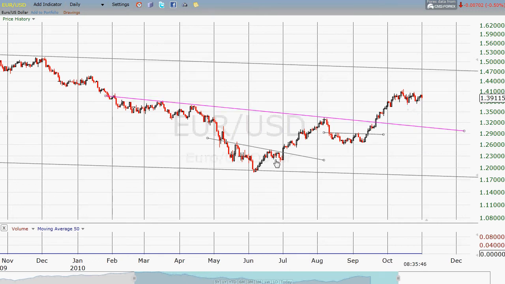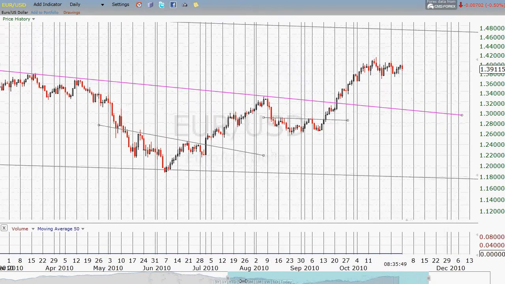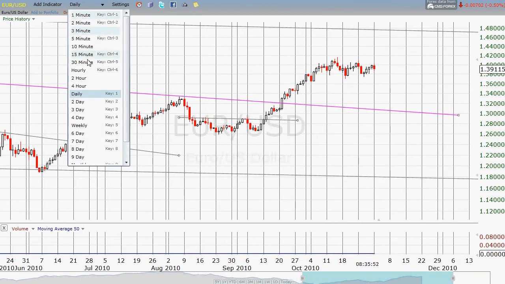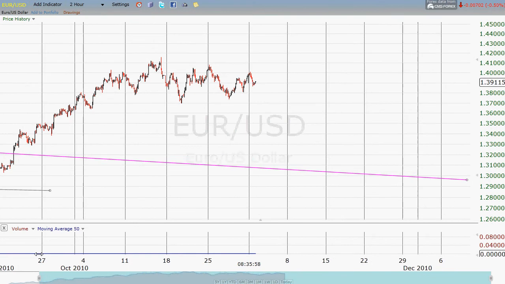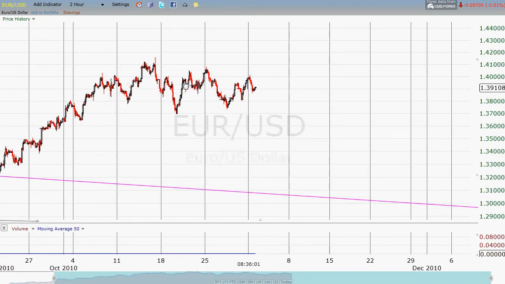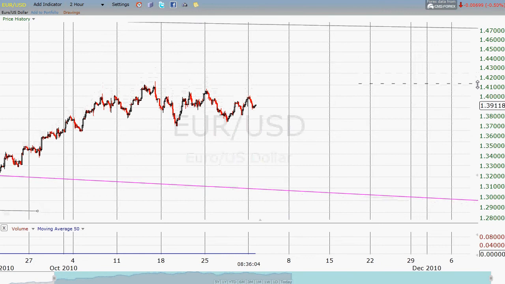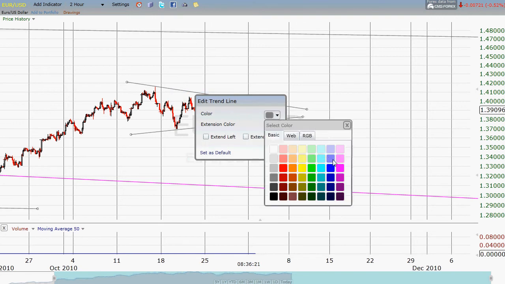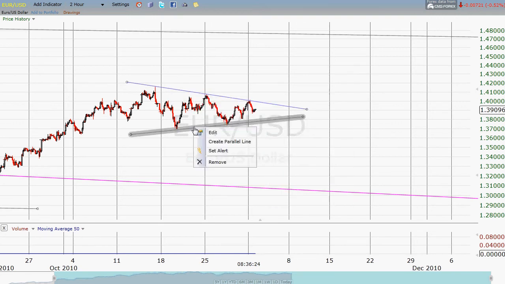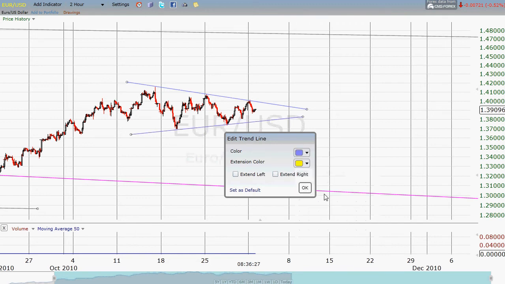But now let's zero in just a little bit tighter, because there's another pattern in here that I think may be significant. I'm wondering if maybe what we're seeing at this point is a consolidation pattern, perhaps a symmetrical triangle. Let's make that my favorite consolidation color, a light blue.